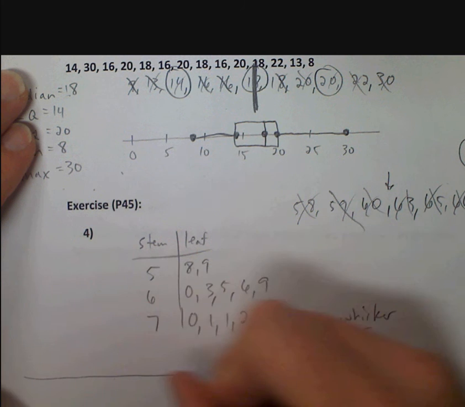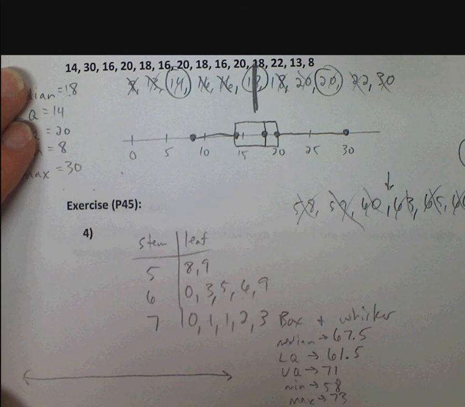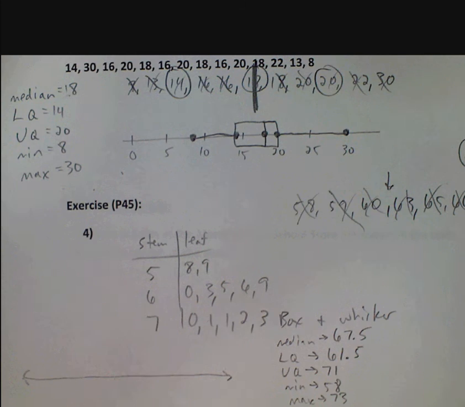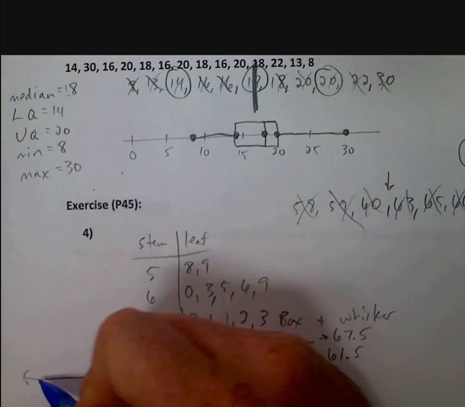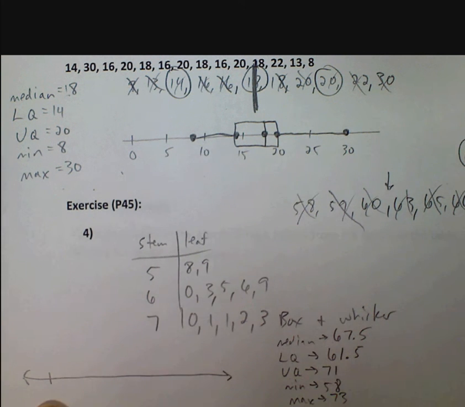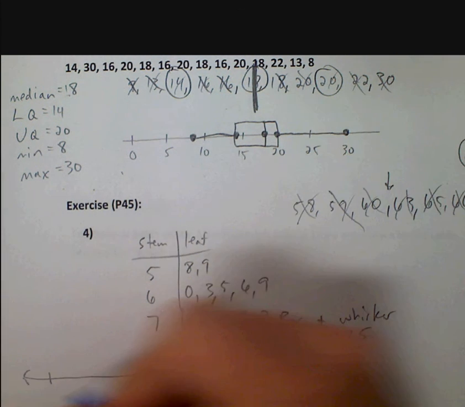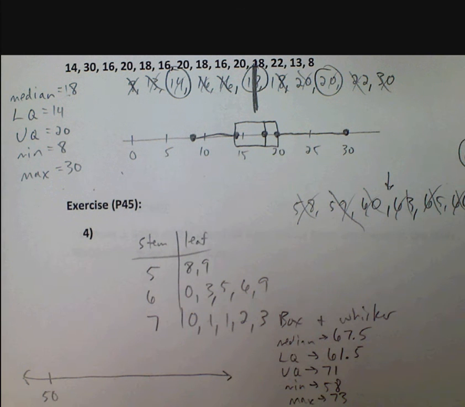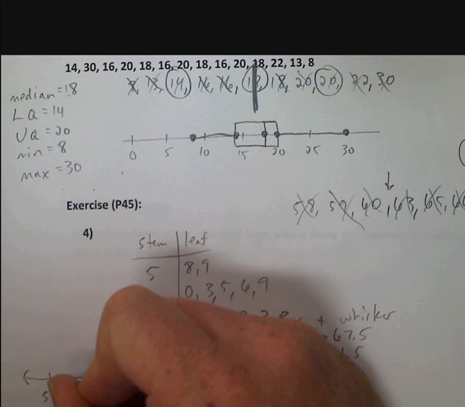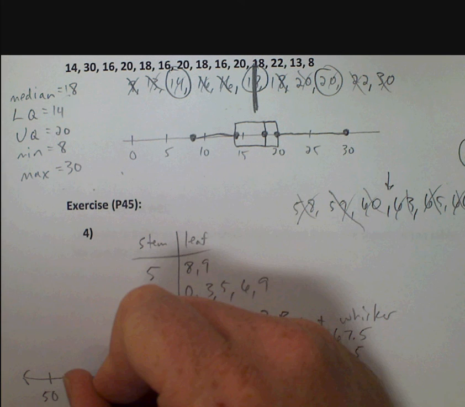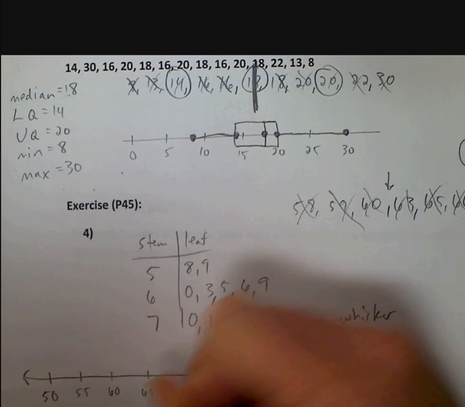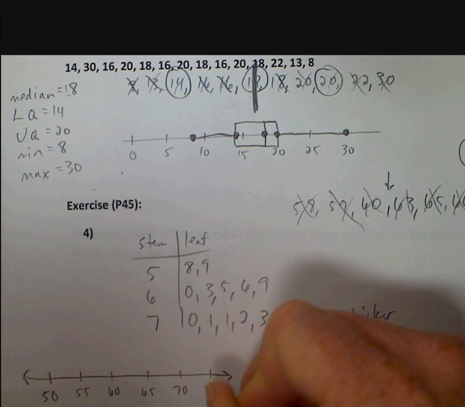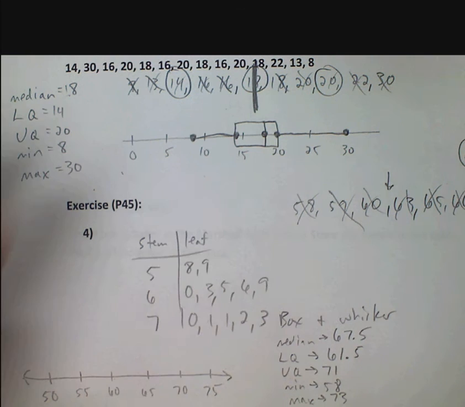Now we create our number line. On our number line, we have all the way to 58. So instead of starting at 0, I'm going to start at 50. And then count by twos to get to 73. Actually, let's count by fives. 50, 55, 60, 65, 70, 75. You can count by whatever you want.